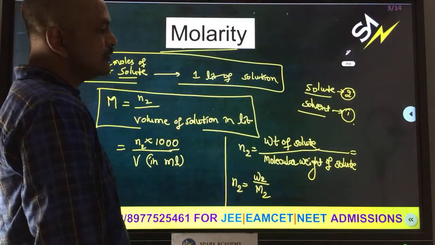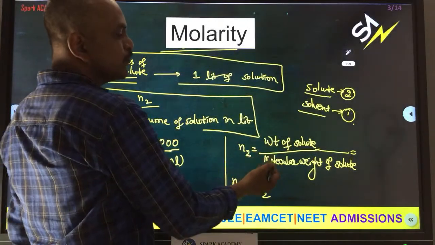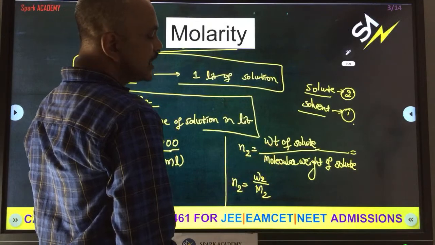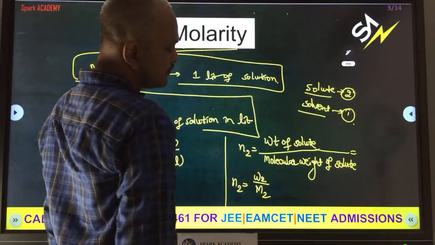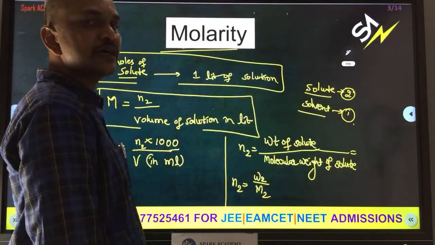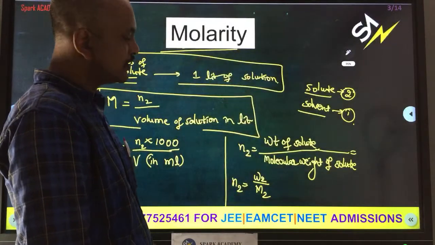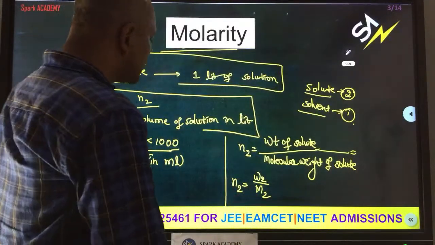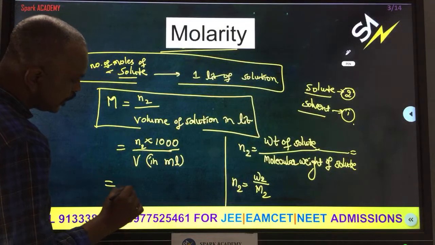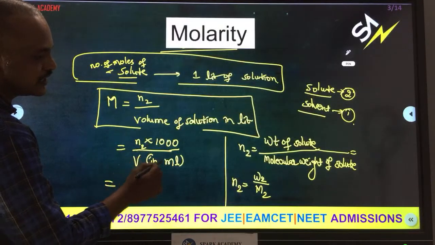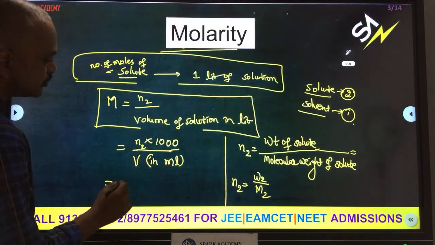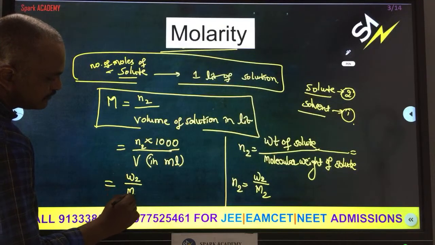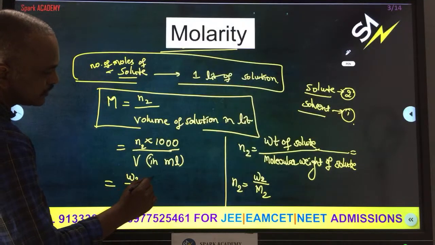Mass or weight, both are the same. The mass of the solute or weight of solute we denote with W2. M2 is nothing but the molecular weight, the gram molar weight, of the solute. So in the place of N2 we can write W2 by M2 into 1000.